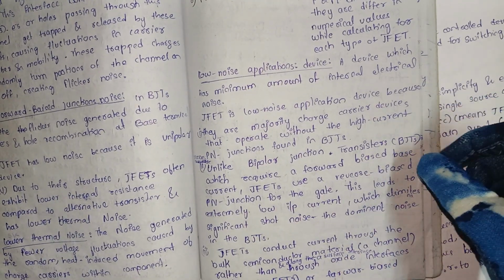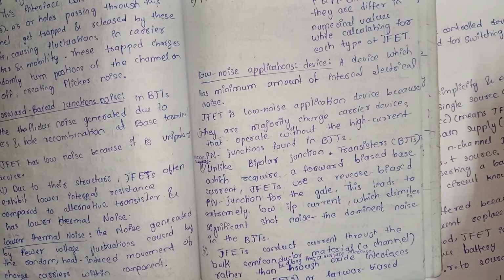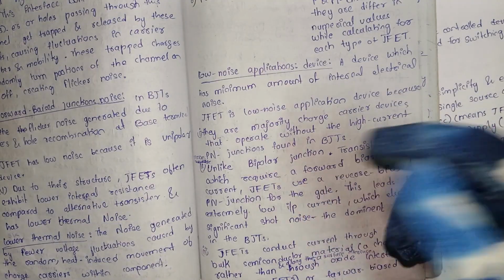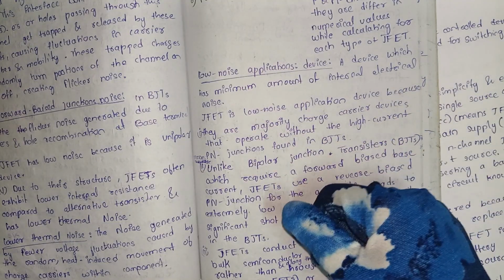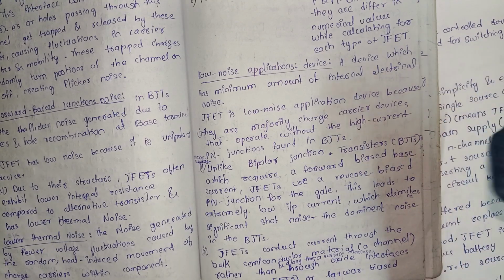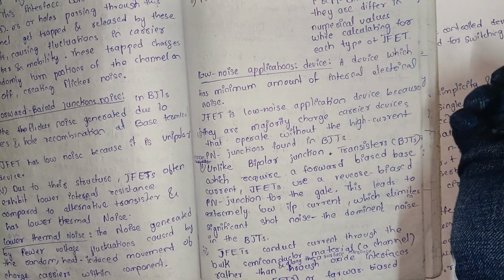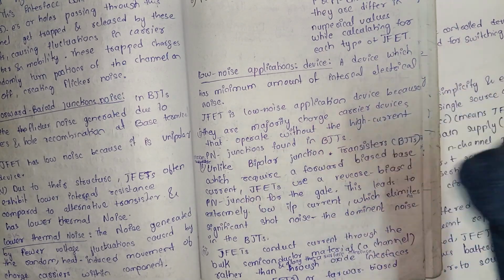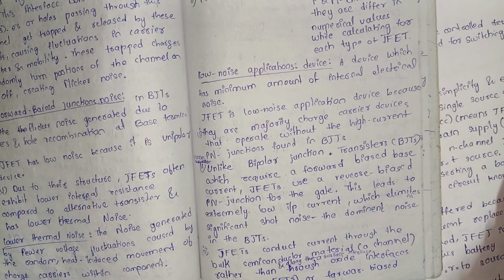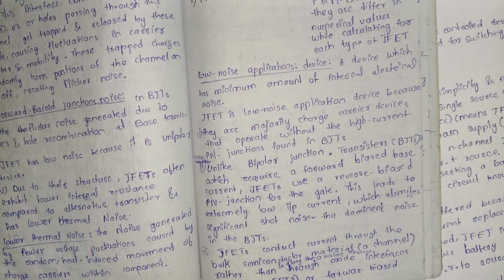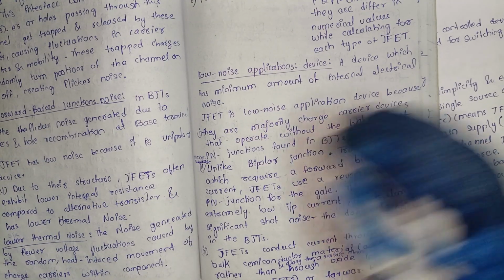In BJTs, we require a base current, which is due to the electron hole recombination and due to the electrons which are exiting from the base. So bipolar junction transistors have high noise because of the electron hole recombination.